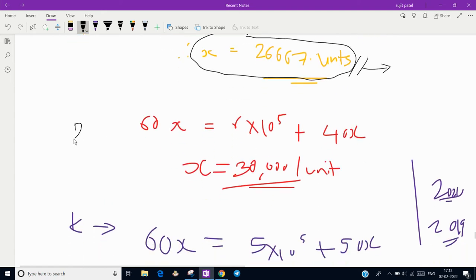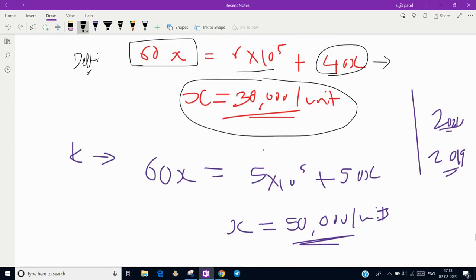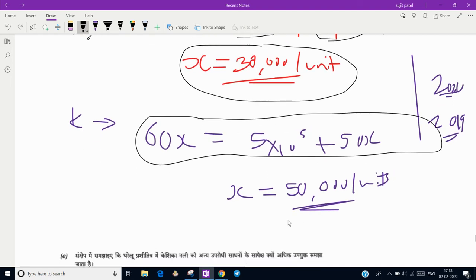If we talk about the Delhi unit, that is 60x, the selling price, 6 lakh fixed cost, and 40x, the variable cost. When you solve this, you will get 30,000 units. And for Kolkata, follow the same procedure again, and you will get 50,000 units. So this is the thing.